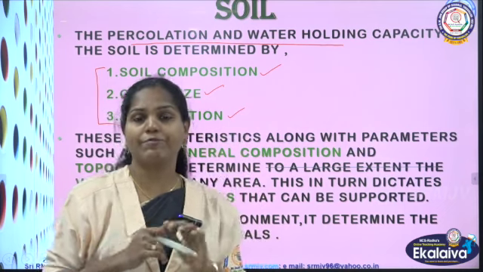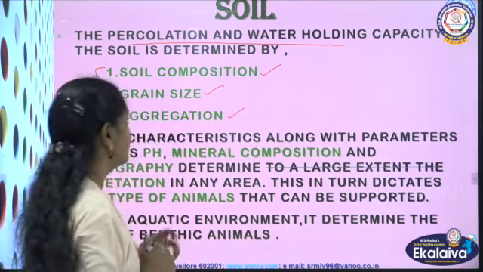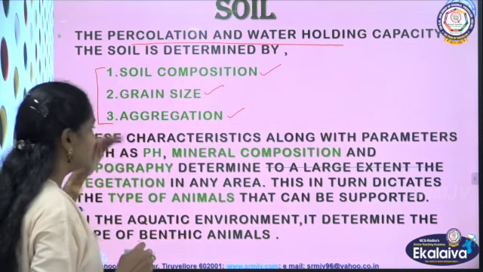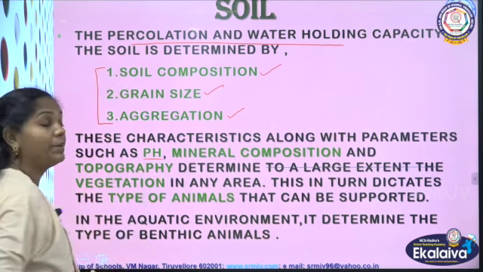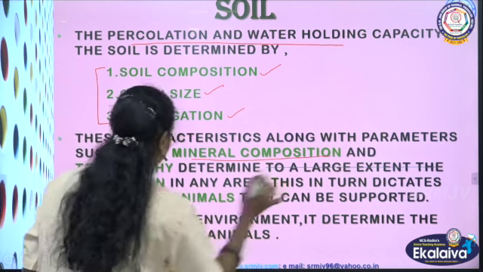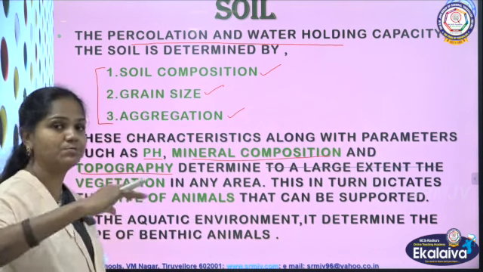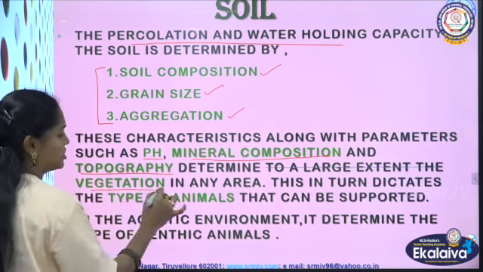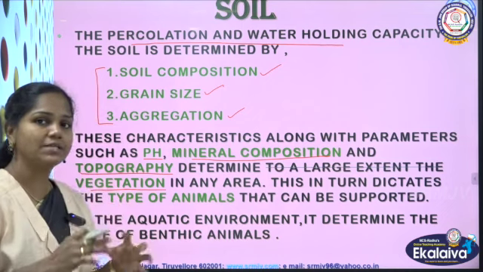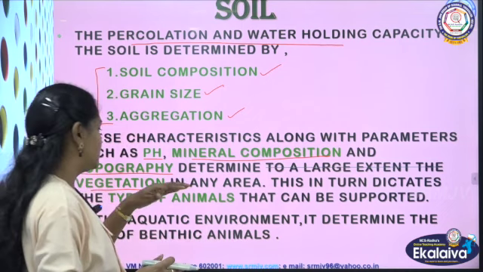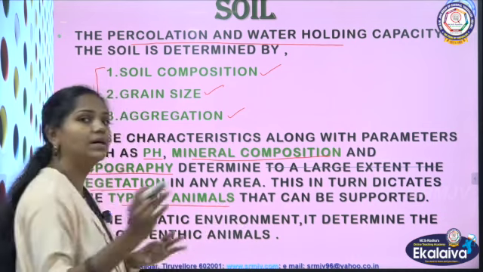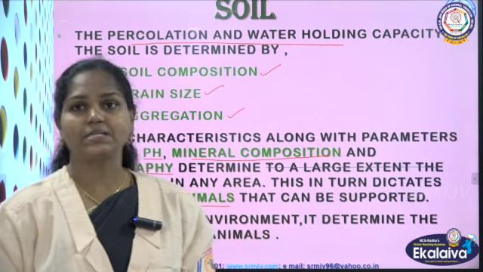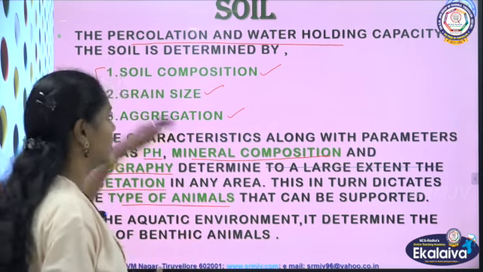All these are the important factors you have to consider when you are taking the soil as a limiting factor. In addition to that, we have to check for the pH of the soil, mineral composition and topography. The shapes of the landforms determine the vegetation, in the sense the plants which have to grow in that particular area, and this in turn decides the type of animals which have to be present in that particular area. This is how soil has its role.